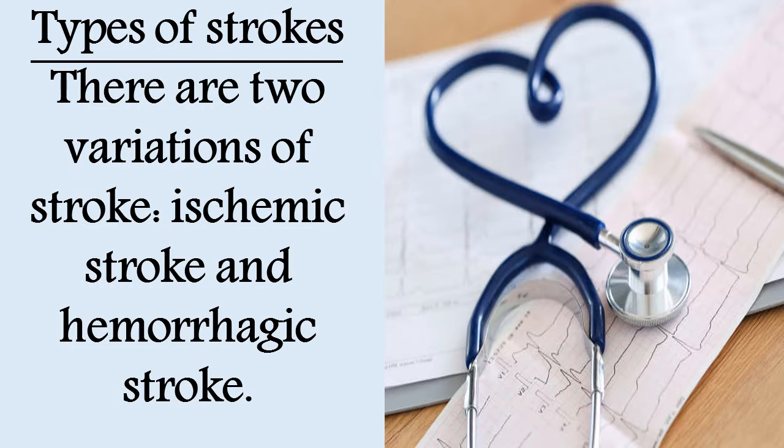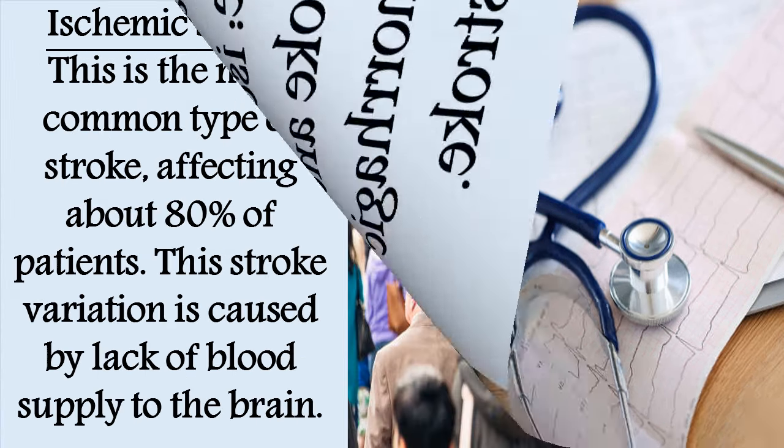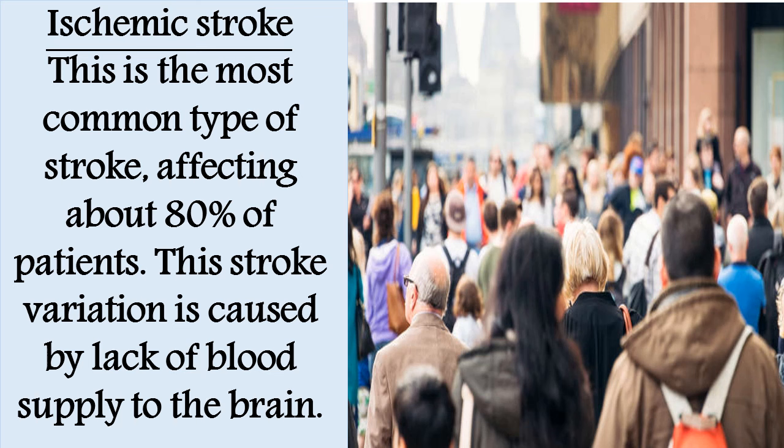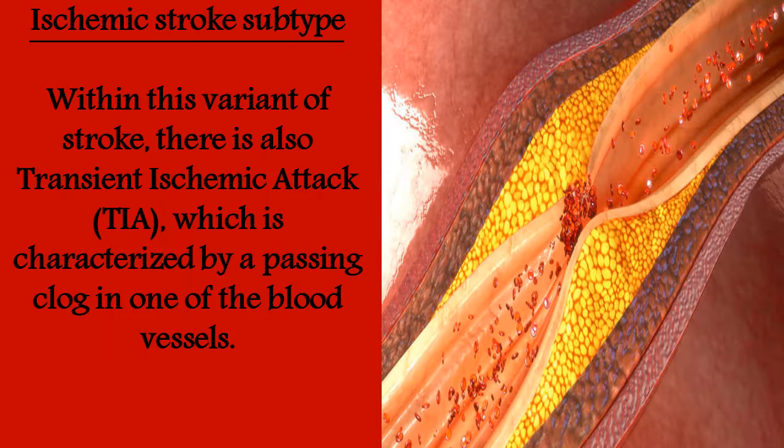Types of strokes. There are two variations of stroke, ischemic stroke and hemorrhagic stroke. Ischemic stroke. This is the most common type of stroke, affecting about 80% of patients. This stroke variation is caused by lack of blood supply to the brain. Ischemic stroke subtype. Within this variant of stroke, there is also transient ischemic attack, TIA, which is characterized by a passing clog in one of the blood vessels.